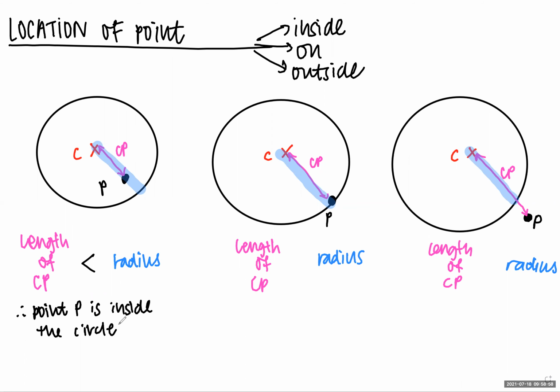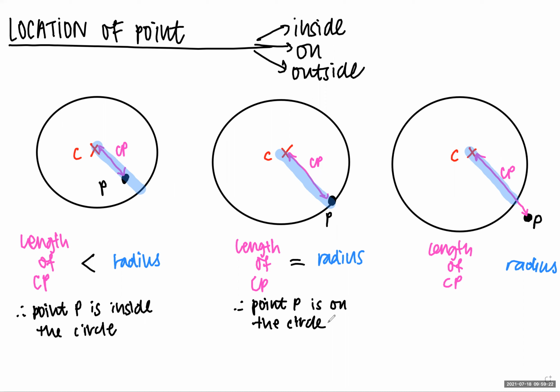Now let's move on to the next one. What do you notice about the length of CP and the radius? Same. Same means what symbol? Equal. Therefore, the point P is where, guys? On the circle.